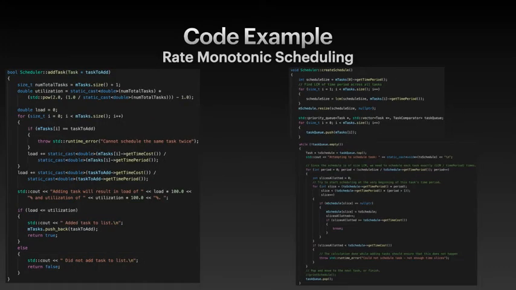Here's the code used for rate monotonic scheduling. The block on the left is run whenever the caller attempts to add a task. It calculates the CPU utilization based on the formula I showed earlier and compares it with the potential load when another task is added. If the load is greater than the utilization, it does not add the task.